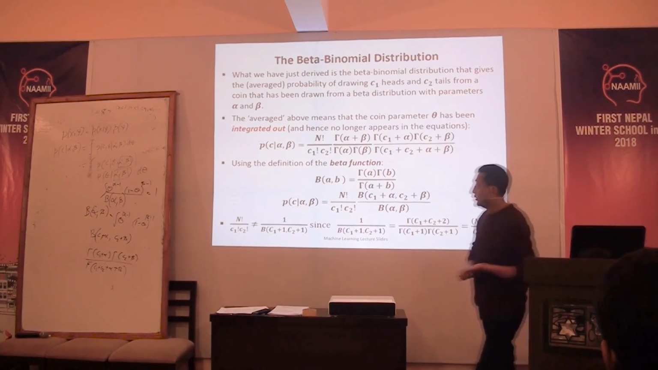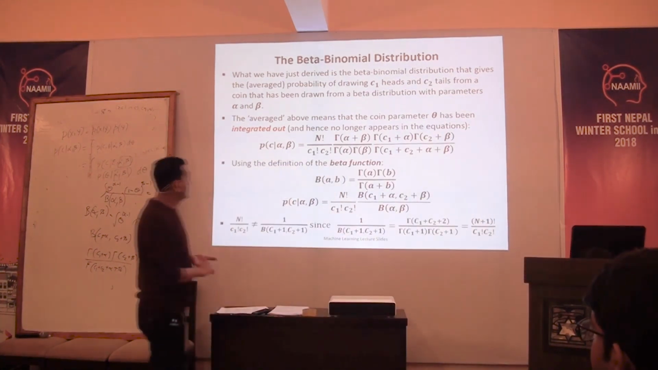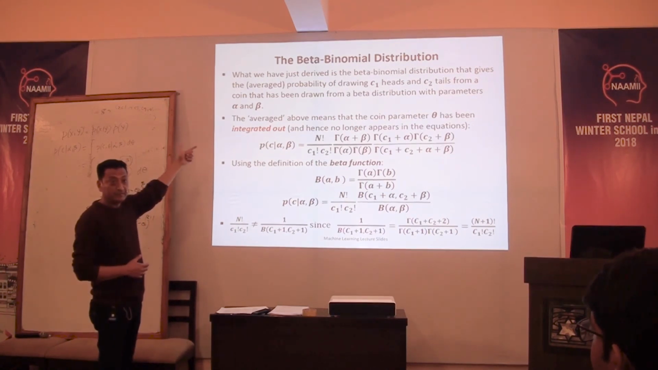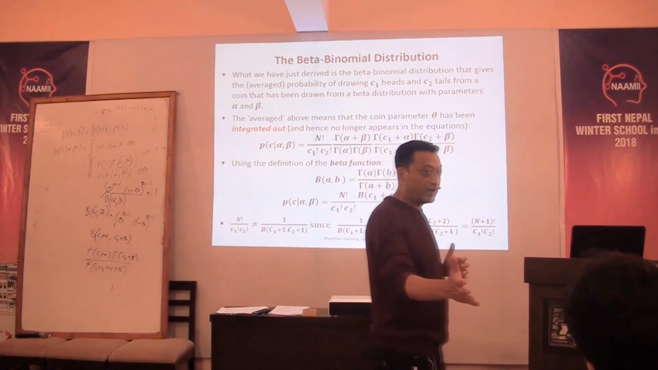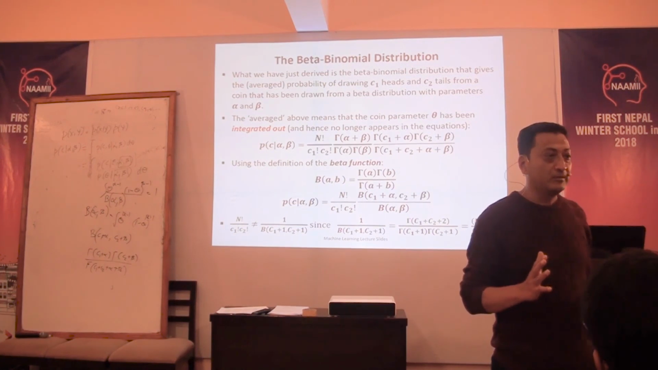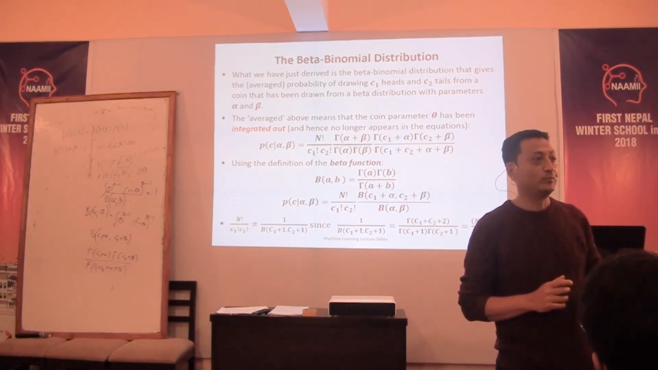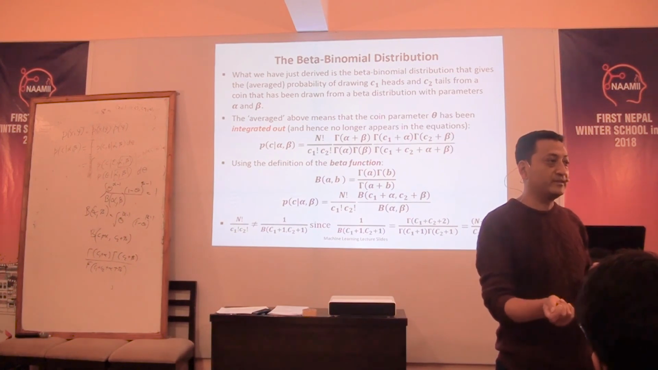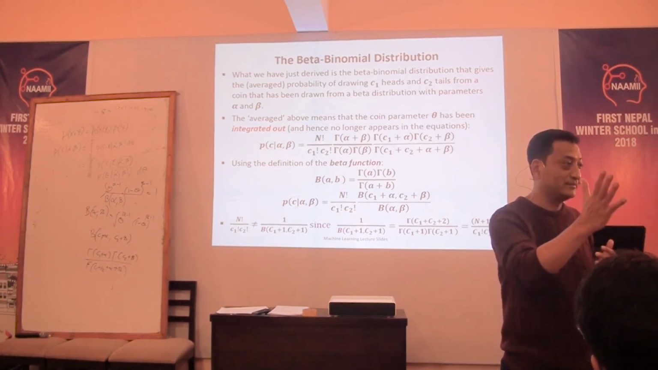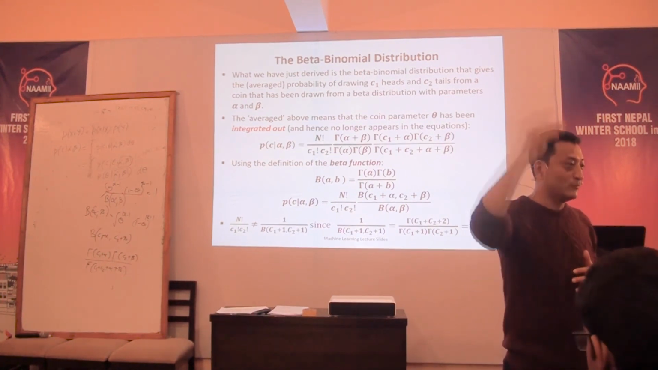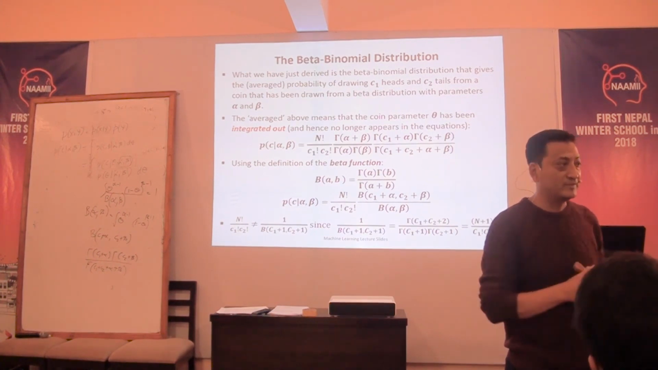The key point here is that the theta parameter has been integrated out, or marginalized out, or averaged out, and hence no longer appears in this distribution. So what does it tell you? If I just know your factory, I don't even need to know the binomial distribution. I can tell you, for a random coin picked from this factory, the probability of generating some number of heads and some number of tails directly, by averaging over all possible coins that this factory produces.